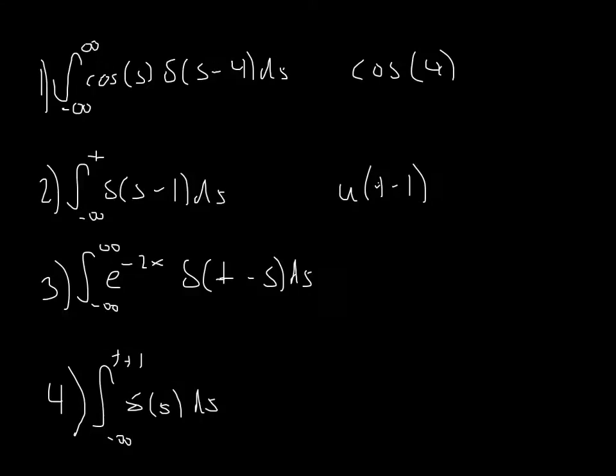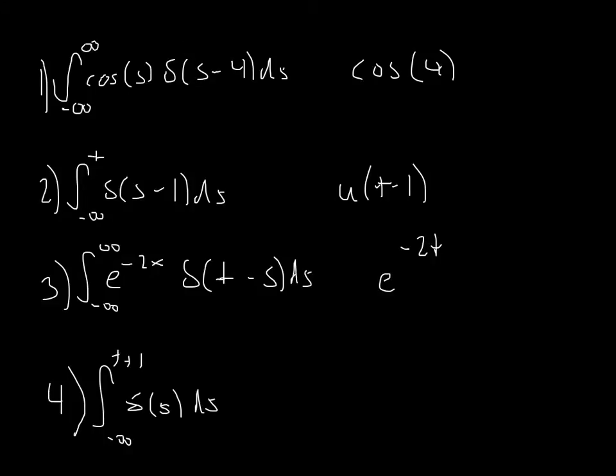And our next problem has e to the negative 2x in our delta function. And this is being evaluated at t minus s ds. So that basically is saying that our delta function is going to be at t minus whatever we're evaluating it at. So this one's a bit tricky because of all of our different variables, but basically what it says is you just input your new variable in the place of your x variable. So you're going to end up with an answer of e to the negative 2t.